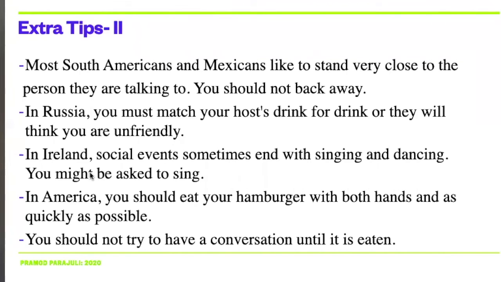In Russia, you must match your host's drink, or they will think you are unfriendly. See the amazing things. Suppose you're having something, let's say your Coca-Cola. Your host means the person who offers you food, drink, etc. So when your host offers you a drink, then you must match.